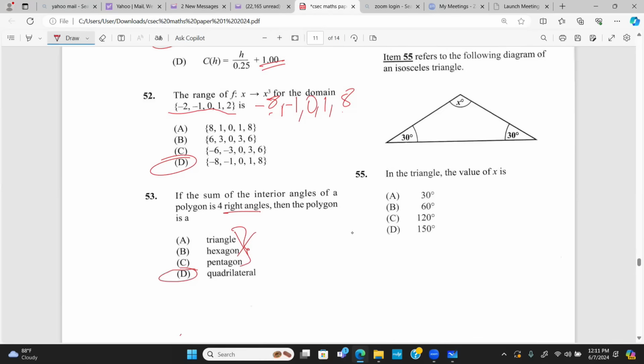X. We could see that this is an isosceles. Why? The base angles are equal, which means this side and this side are congruent. So what we're going to do is take the sum of these away from 180. So 180 minus 60 will leave us with 120. So this angle here is 120.